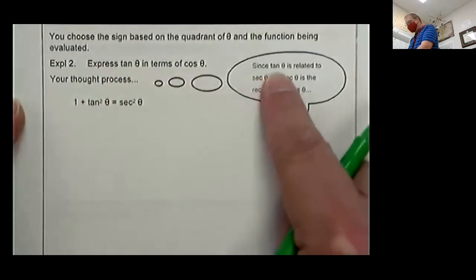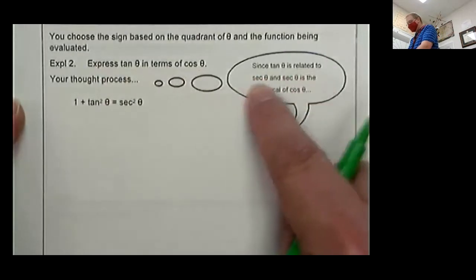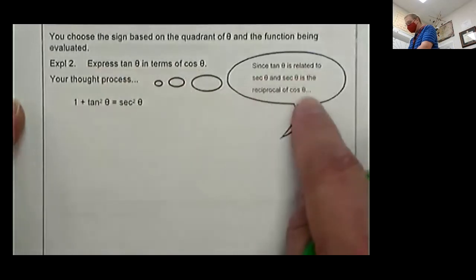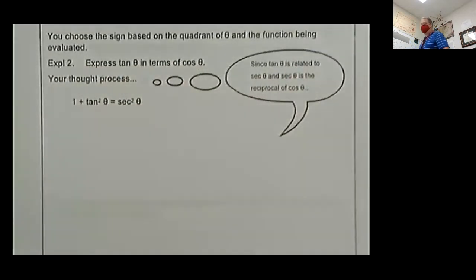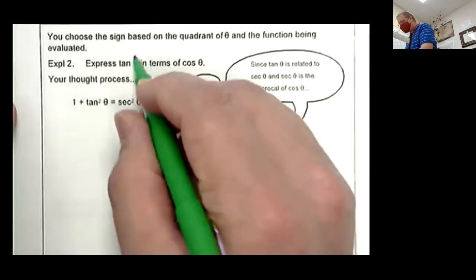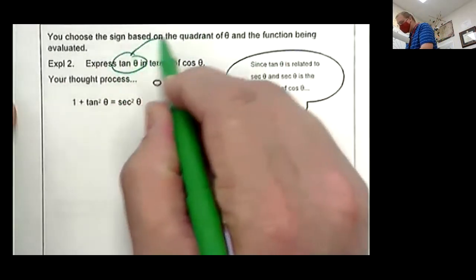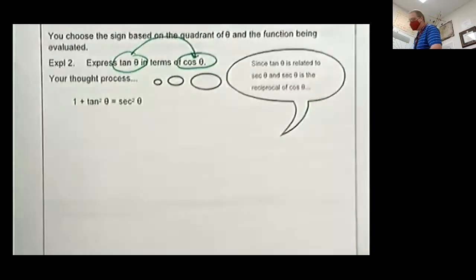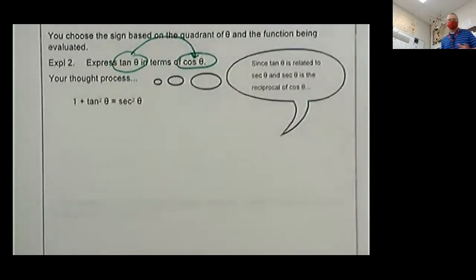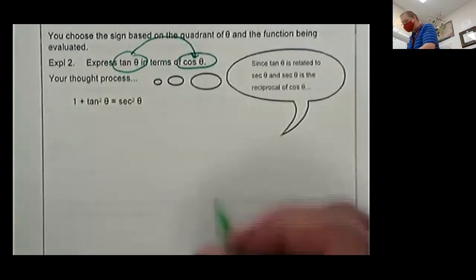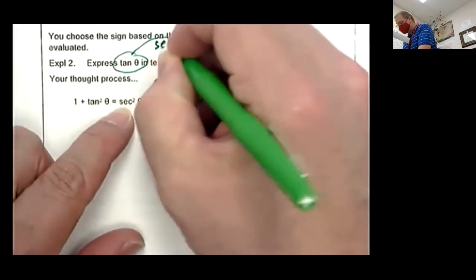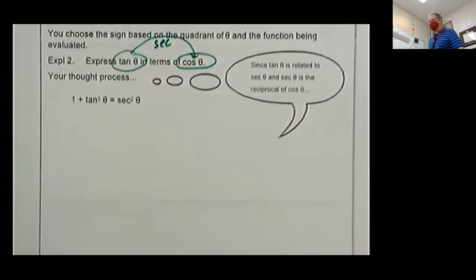Since tangent of theta is related to secant theta, and secant is the reciprocal of cosine theta, we're going to use a Pythagorean identity. So again, we're trying to figure out a way that we can start with tangent and end up with cosine. So we need a trig function that will link the two, because we don't have a trig identity that relates tangent straight to cosine. So we're going to use an intermediate trig function, and that is secant, and we're going to do that using our Pythagorean identity.